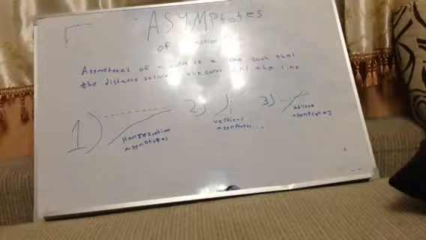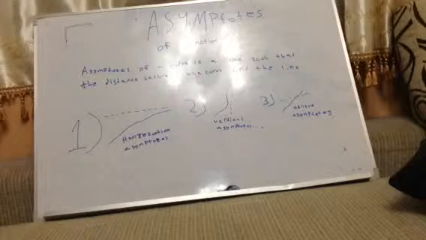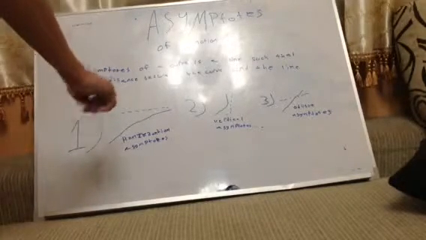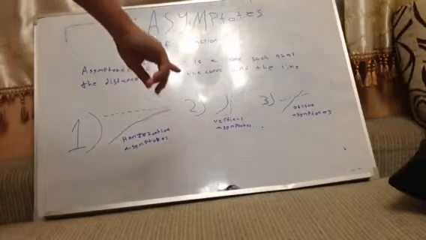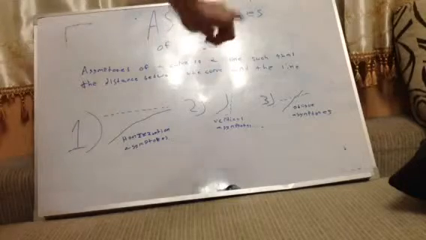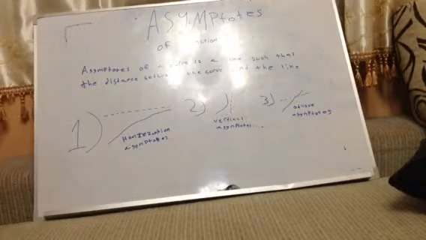Asymptotes. An asymptote of a curve is a line such that the distance between the curve and the line approaches zero. First, horizontal asymptote line. Second, vertical asymptote line. Third, oblique asymptote line.